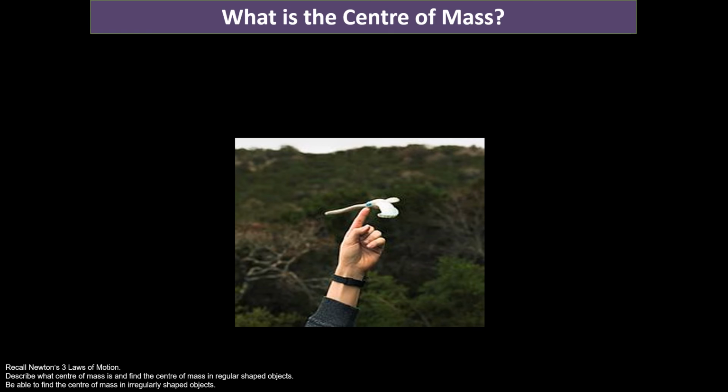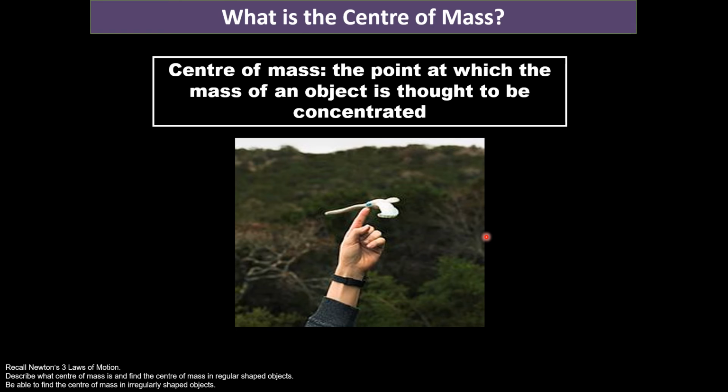So what is the centre of mass? Here we have a little picture with someone holding what looks like an aeroplane or some sort of bird, and it is clearly balanced, so it is on its centre of mass. Centre of mass is the point at which the mass of an object is thought to be concentrated. That is your definition for centre of mass.